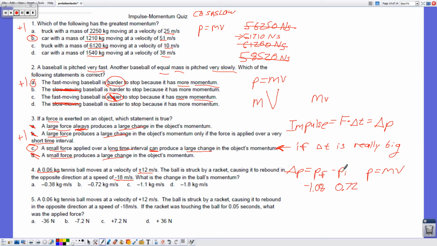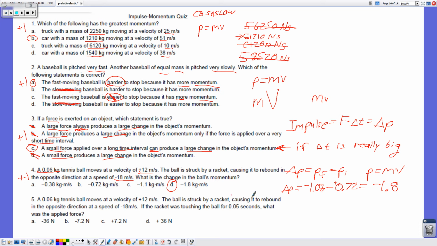So there's that. Got to bring my minus down, equals delta p. Negative 1.08 minus positive 0.72 equals negative 1.8. The trick here is that this one is a negative, and it's first. You're doing a negative number minus a positive number, so you should get something more negative, a bigger negative number. All right, give them a +1 if they got that one right.